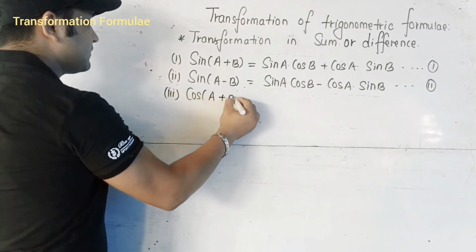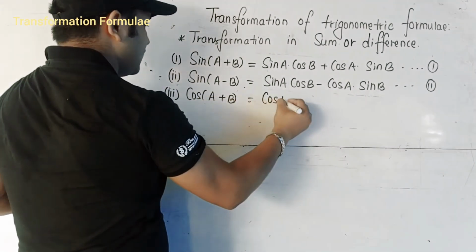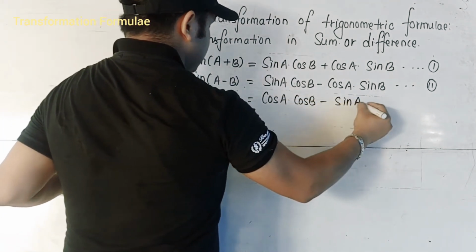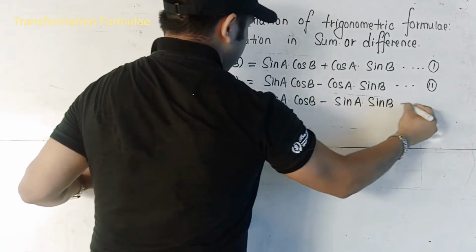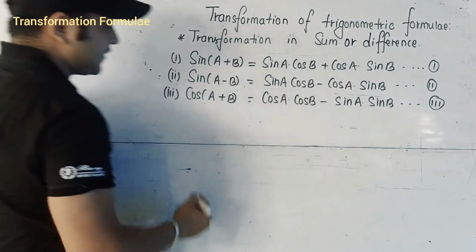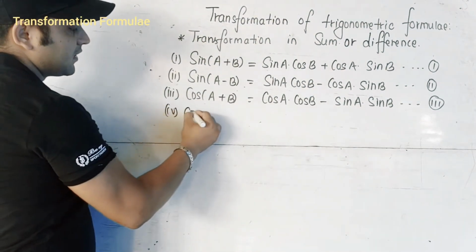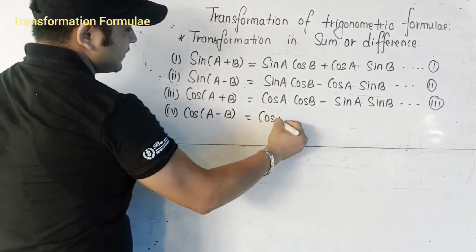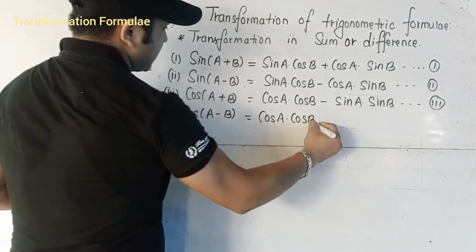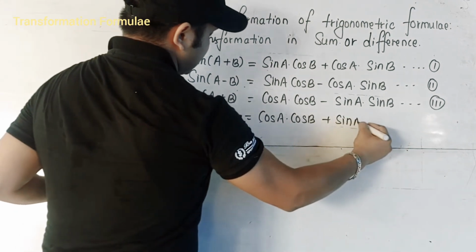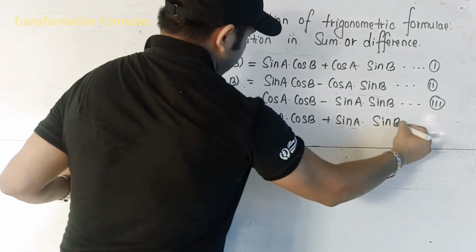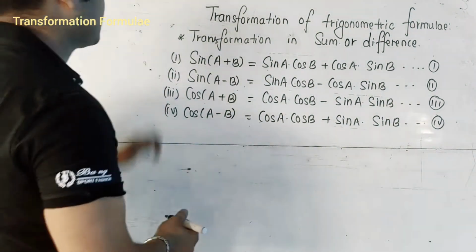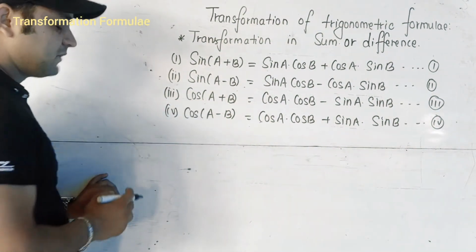Let us also go to formula of cos a plus b. The formula of cos a plus b is cos a into cos b minus sine a into sine b. Let us suppose this to be equation 3. Now equation 4 is cos a minus b. The formula is cos a into cos b plus sine a into sine b. So these are the four formula of sum or difference of sine a plus b, sine a minus b, cos a plus b and cos a minus b.